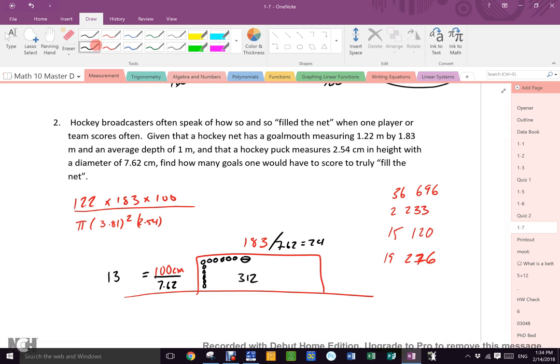What's the height of the net? 122 centimeters, yes? What's the height of the puck? 2.54. How many pucks can I go up and down with? 48. So I have 312 on the bottom, and that rectangle is going to stack 48 tall. So what math do I do? Multiply, yes. And what's the answer? 14,976. So who was closest?